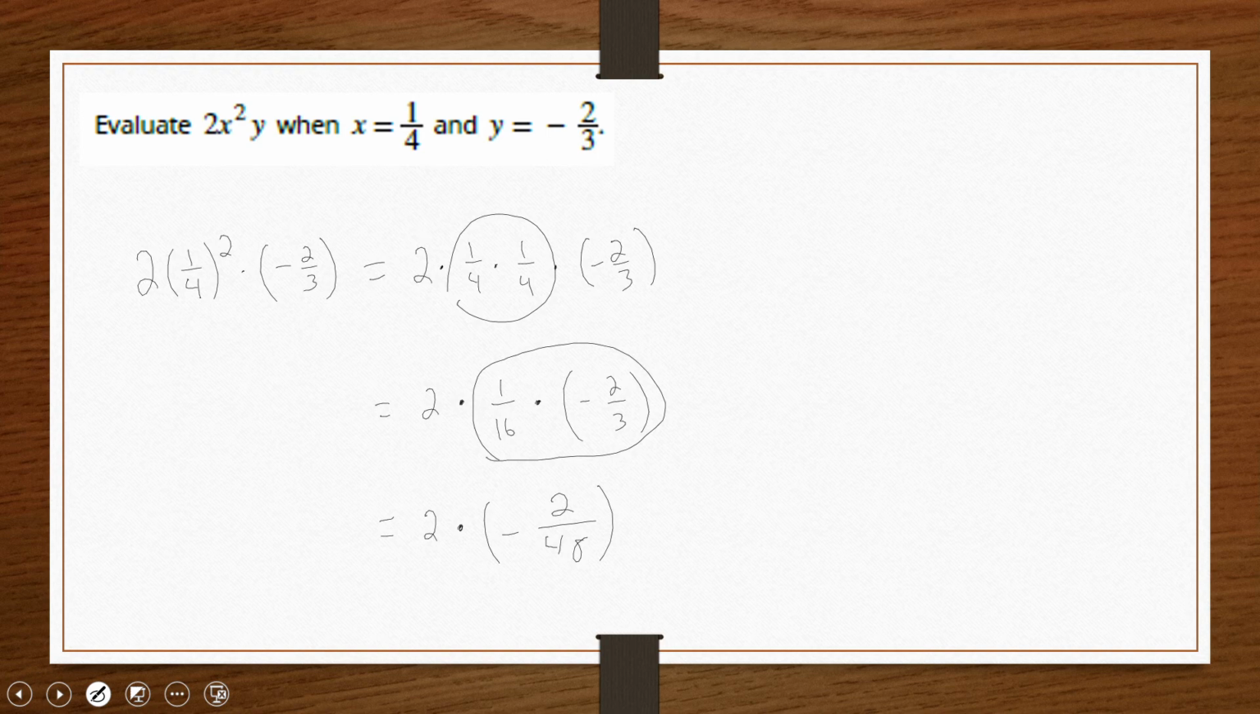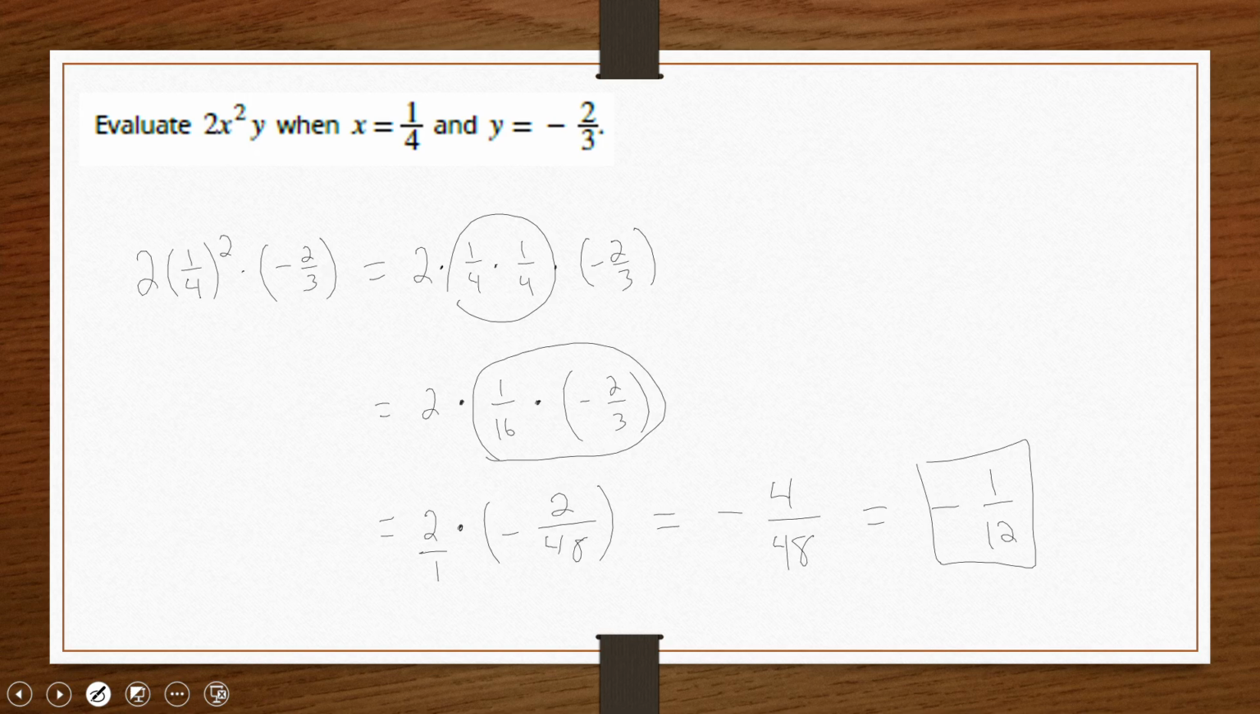So when I multiply by 2 here, I'm really multiplying by 2 over 1. And since it's a positive times now a negative fraction, I should get a negative result. I get 2 times 2 is 4 in the numerator over 48, right? So we can simplify this fraction finally to get a solution. The values in the numerator and denominator both have a common factor of 4. 4 divided by 4 is 1. 48 divided by 4 is going to give me 12. So I get negative 1/12 for my solution.